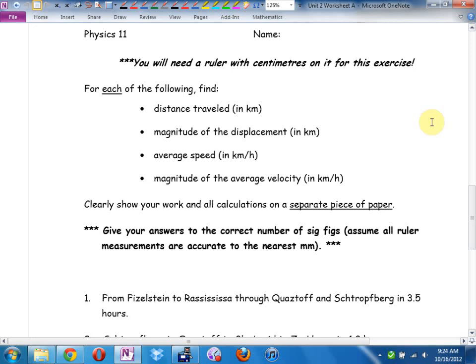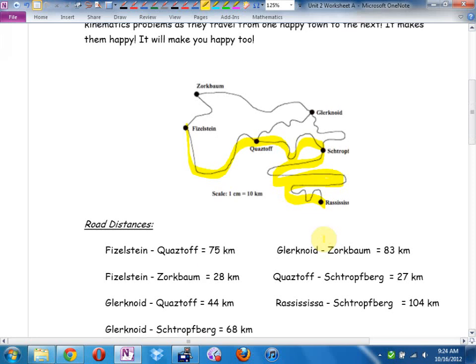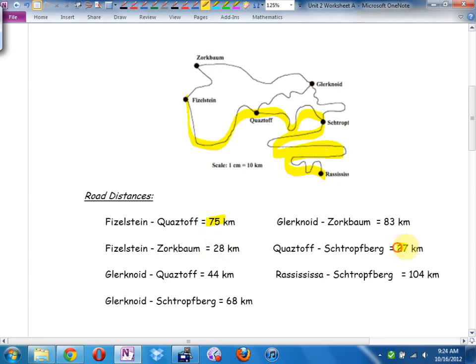So number 1 says from Fizzlestein to Rasmussen, from F to R through Q and S. Don't write on your sheet, but I'm going to, from F to R through Q, and I want to follow that road. Distance is how far I've traveled on the road. Well, from F to Q, I've traveled 75 kilometers plus, from Q to S is 27 kilometers plus, from S to R is 104 kilometers. That's my distance, 75 plus 27 plus 104.